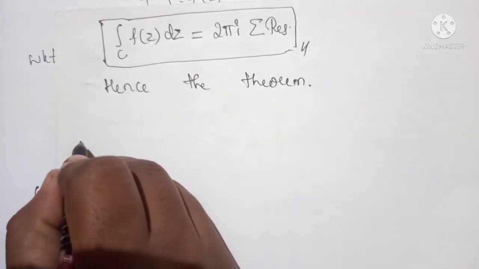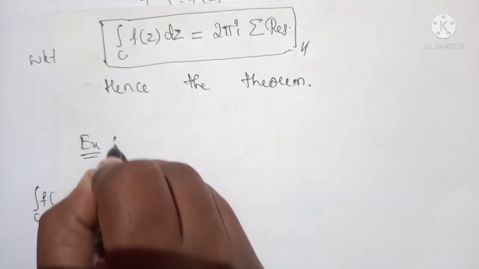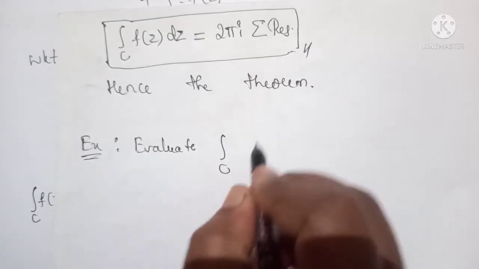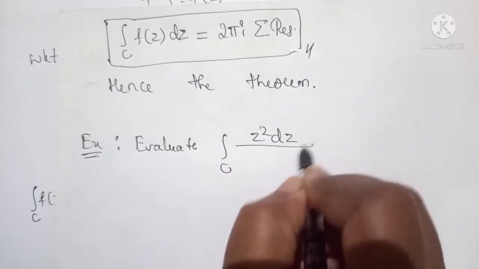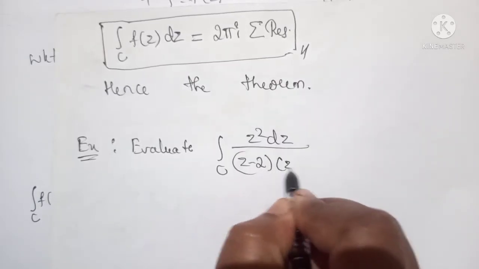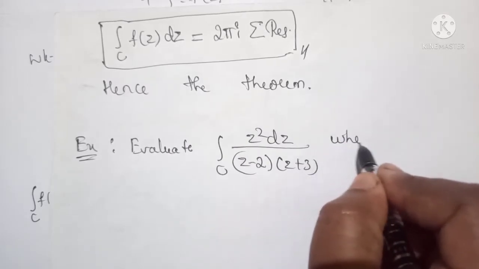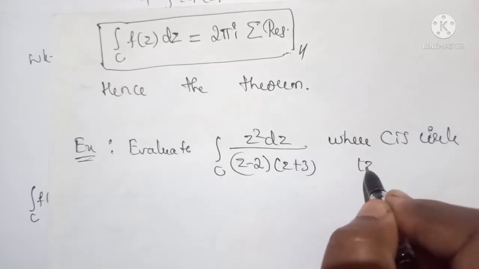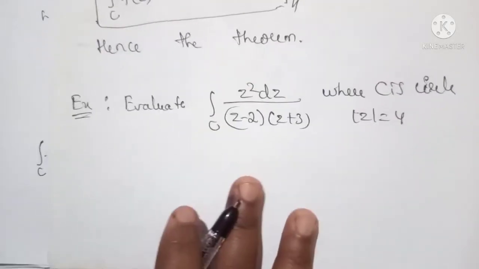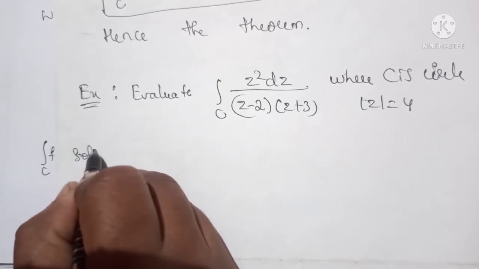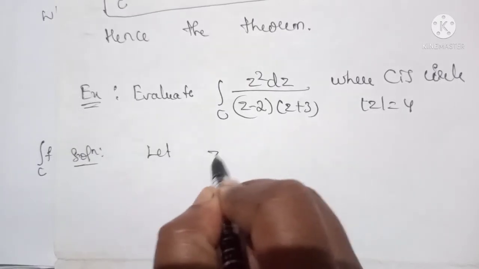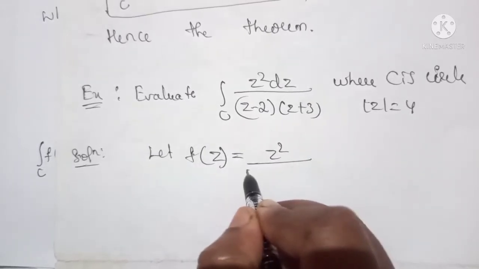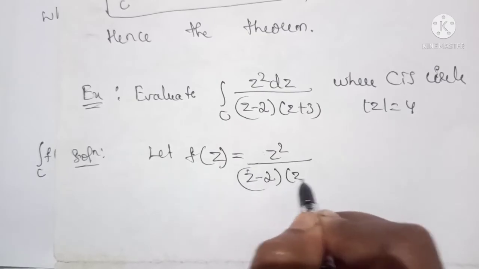For example, we consider a simple example. Evaluate the integral over c of z square dz divided by (z minus 2)(z plus 3), where c is the circle mod z equals 4. Okay, so let f(z) equal z square divided by (z minus 2)(z plus 3).